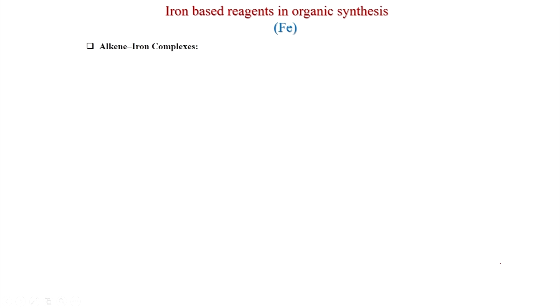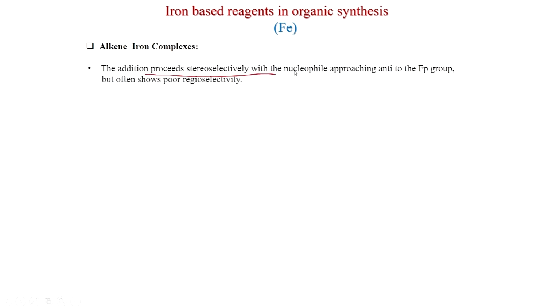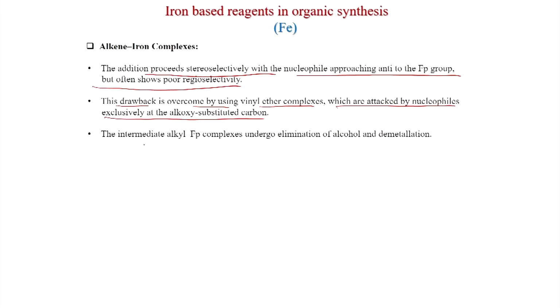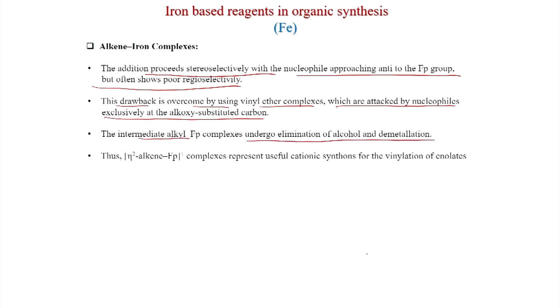So, for alkene iron complexes, the addition proceeds stereoselectively with the nucleophile approaching anti to the Fe group, but often shows poor regioselectivity. And this drawback is overcome by using vinyl ether complexes, which are attacked by nucleophiles exclusively at the alkoxy substituted carbon. So, this is important. If you use vinyl ether, then the nucleophile adds exclusively at the alkoxy substituted carbon, and this intermediate alkyl Fe complex undergoes elimination of alcohol and demetallation.